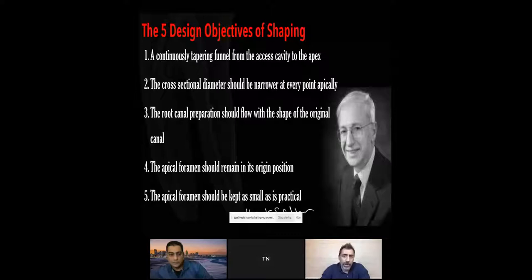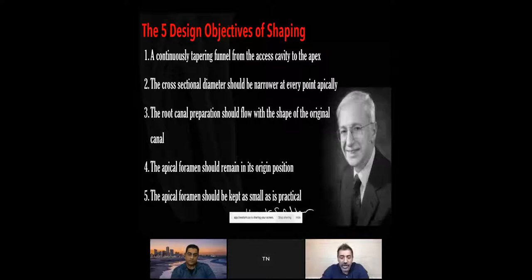To talk about the shaping, this is the famous Herbert Schilder. So he set, if you want, the rules, the objectives of the shaping back in 1974. So the principles, the target, the protocols, they are all the same. They didn't change. What is changing is the material.